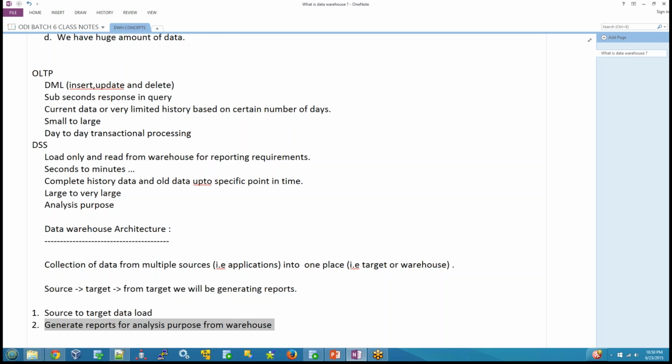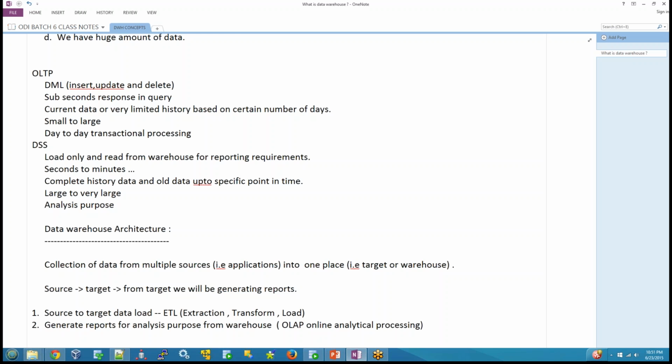Now here we need to take a decision. This first step is called ETL operations: extraction, transformation and loading. And the report purpose is called business intelligence, OLAP, online analytical processing. So now we need to choose a decision here: do we need to go with the ETL side or with the reporting side?